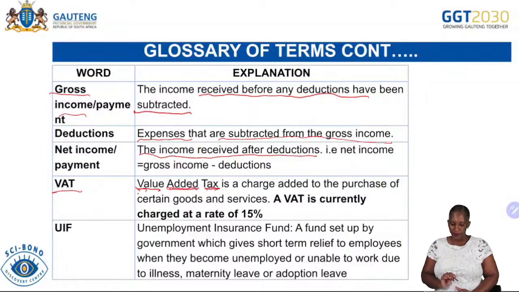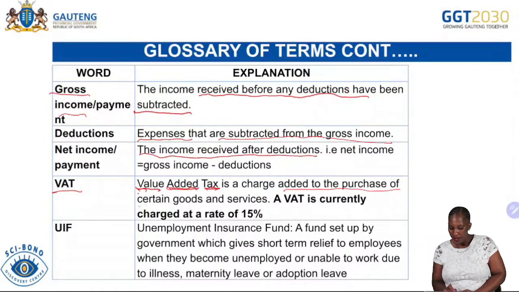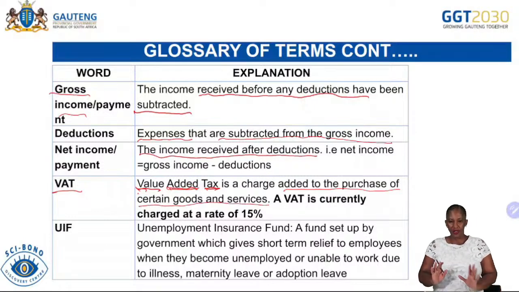Don't forget that, because it is examinable. They do ask you, what does the acronym or the abbreviation VAT stand for? You need to be able to write value added tax. A value added tax is a charge added to the purchase of certain goods and services. So goods and services that are being rendered to us, VAT is charged.